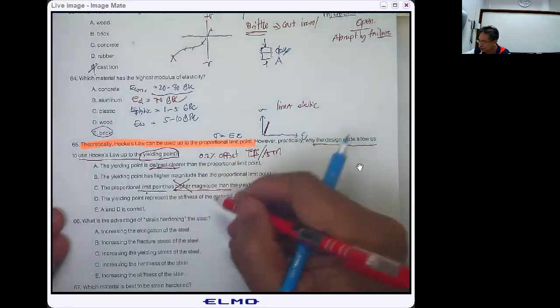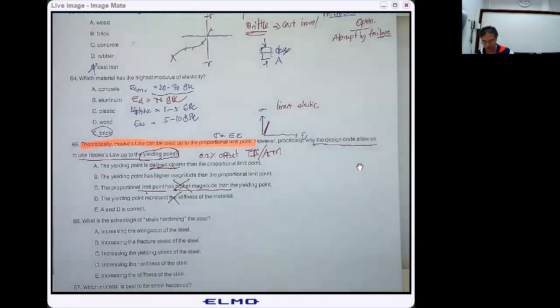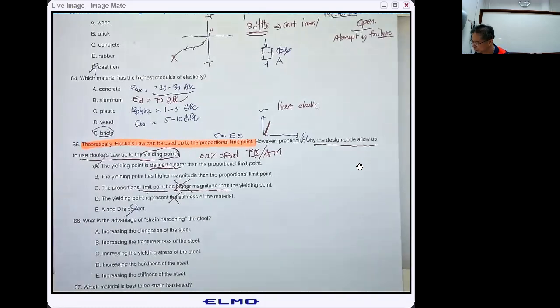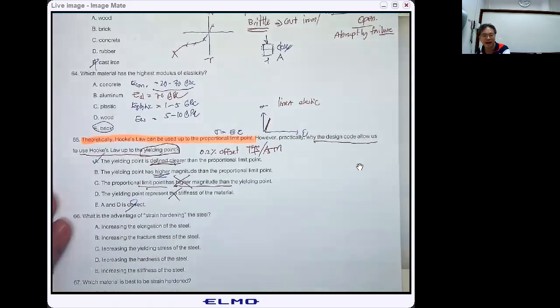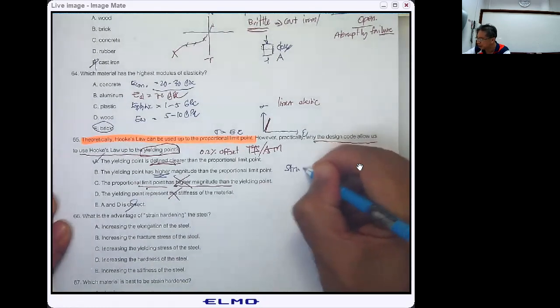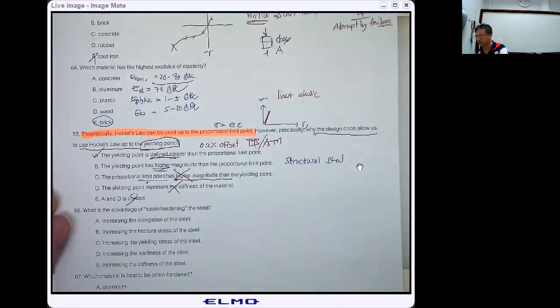And does the yielding point represent the stiffness? No, this is not representing the stiffness. A and D, this is not correct for sure. So what we are supposed to answer, this is not correct, it's going to be just the A. Okay, for this, the yielding point has higher magnitude than the proportional limit, but it's not that much. Okay, it's going to be very similar to each other. Just go check the stress-strain diagram of this structural steel.